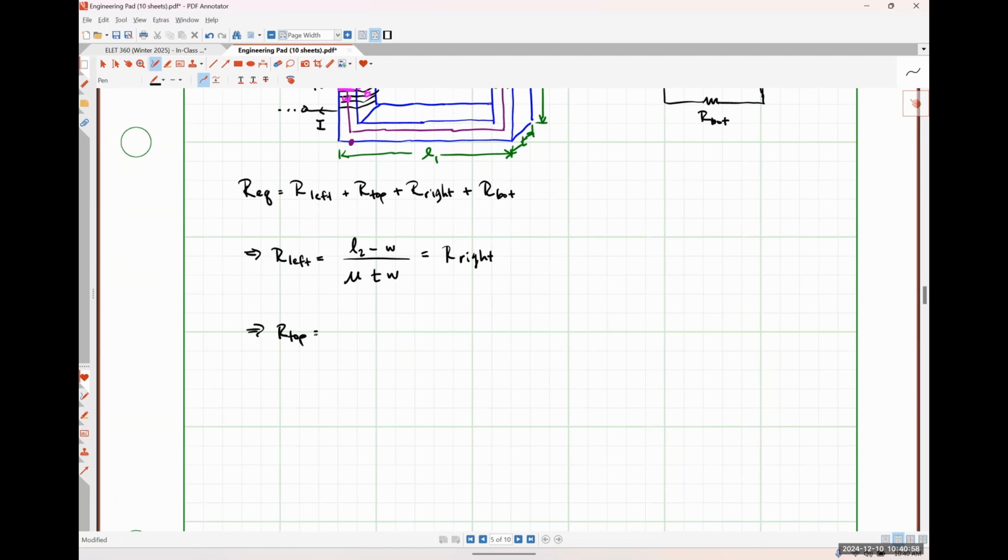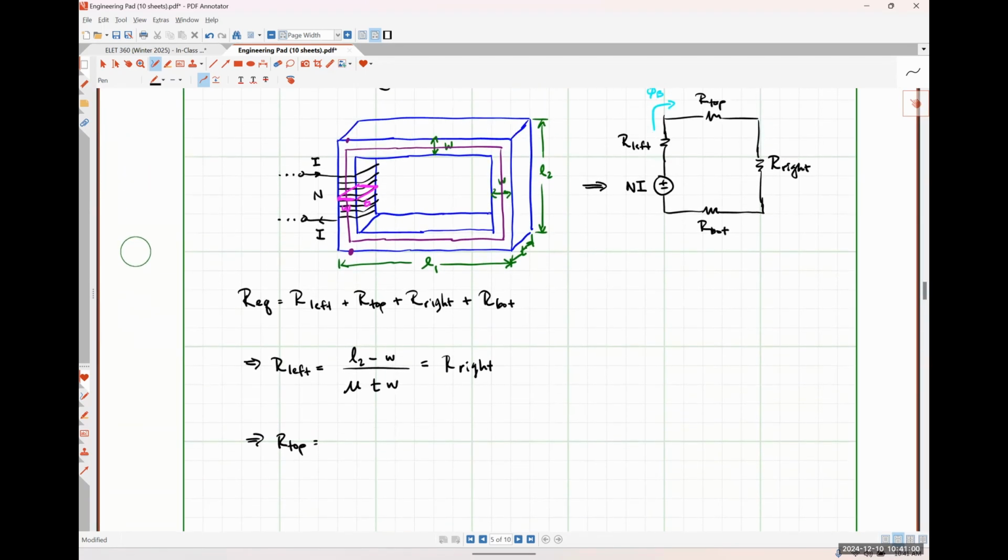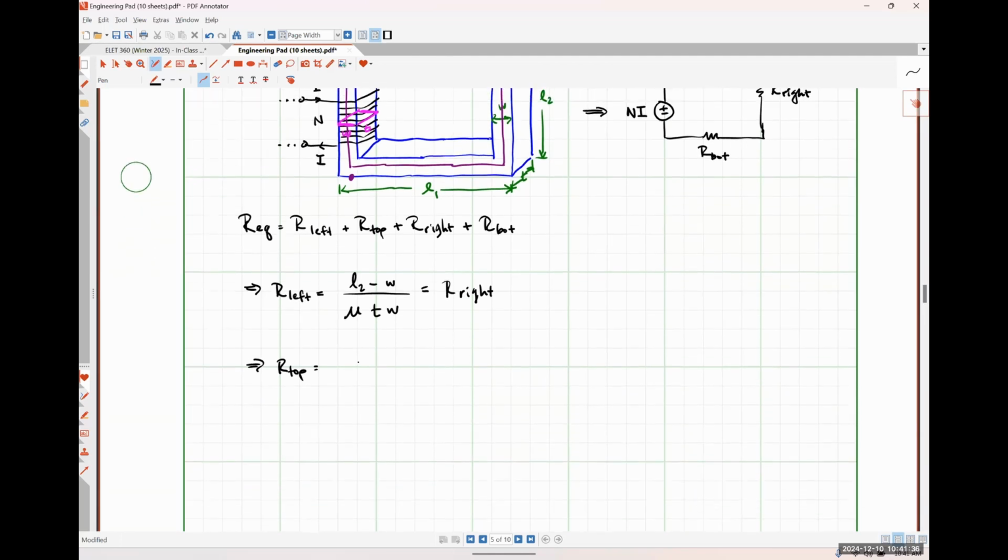So now let's figure out what's going on for the top. Okay. By looking at the thing, we should be able to see that the reluctance of the top portion of the core is going to be the same as the bottom because once again, they have the same cross-sectional area, the same length, width, and thickness. Okay. What is the length of the flux path for the top section and bottom section? L1 minus W yet again, because it's not going all the way across the entire length. We're losing half a W on the left-hand side and half a W on the right-hand side. The bottom. Mu times.